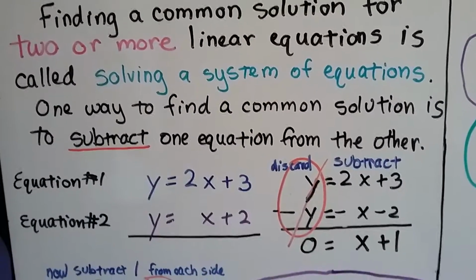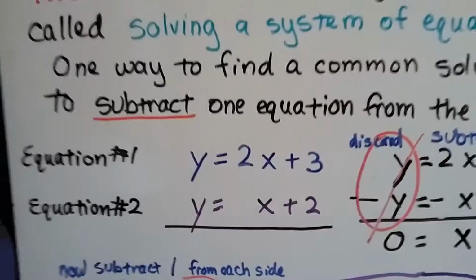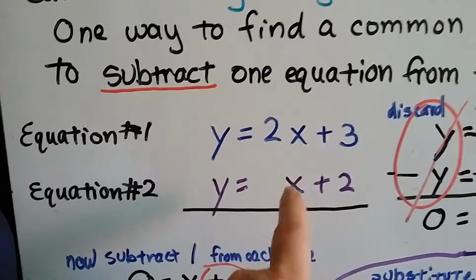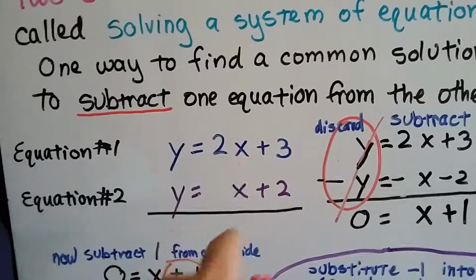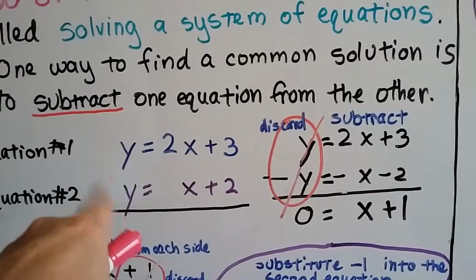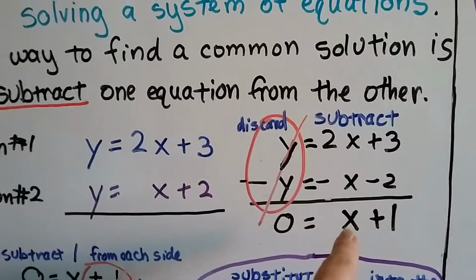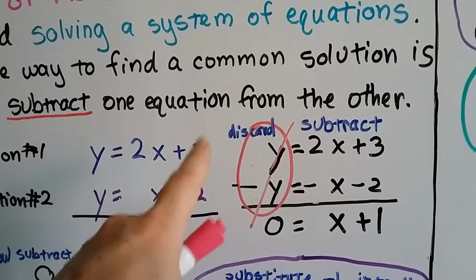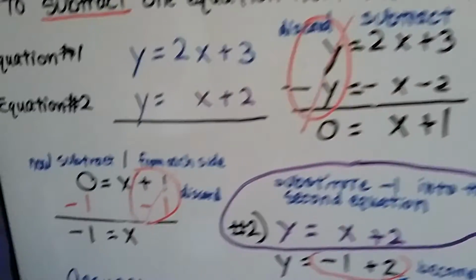One way to find a common solution is to subtract one equation from the other. So we have y equals 2x plus 3, and our second equation is y equals x plus 2. We could subtract this equation from this one. Y take away y leaves 0. So these cancel out into a 0. 2x take away 1x is going to leave 1x. See? 2x take away an x is 1x. 3 take away 2 is 1. Now we have 0 equals x plus 1.